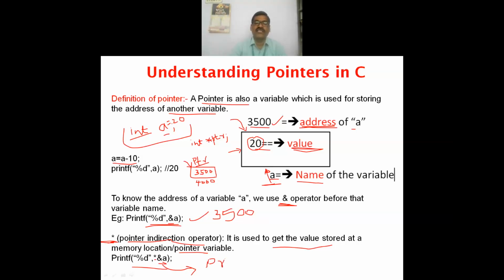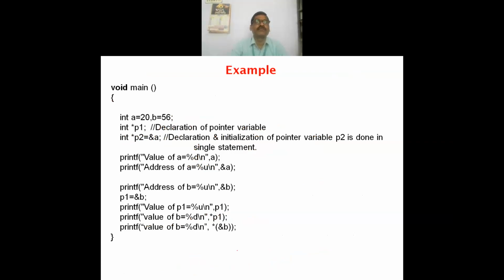Now directly you can access it with printf, simply percentage d comma a. If you write it like this, you are able to access the value stored in this particular variable a. So this is the direct way of accessing the value stored in a, and using the pointer, you are indirectly accessing the value stored at this particular memory location. This is the indirect way of accessing that value. So this is how you can access the value of a variable through a pointer.